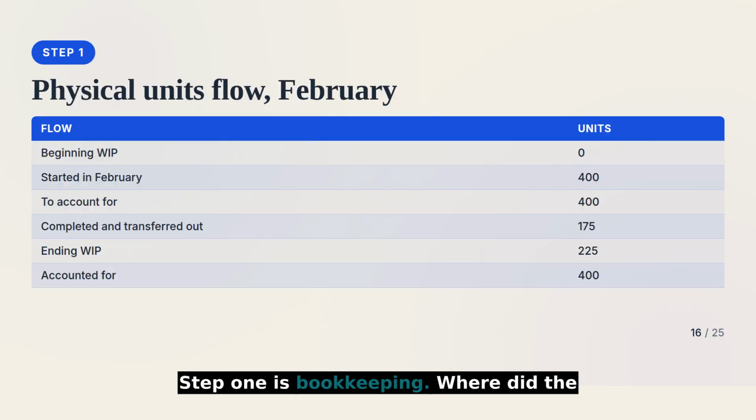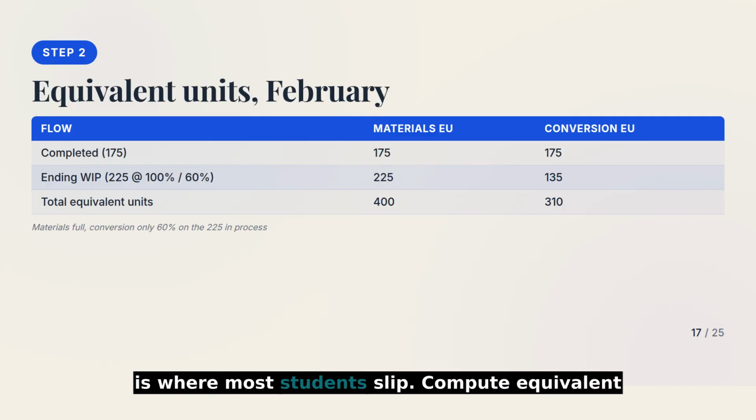Step 1 is bookkeeping. Where did the units come from? Where did they go? February, 0 in beginning inventory, 400 started. That is 400 to account for. Of those, 175 finished and transferred out, 225 ended in work in process. The two sides must equal.